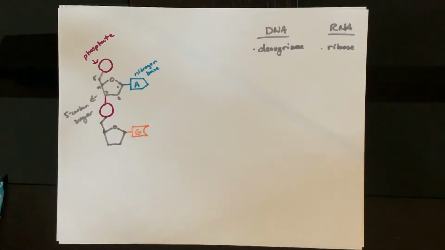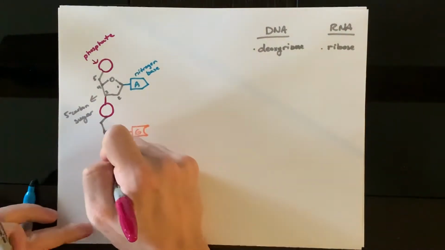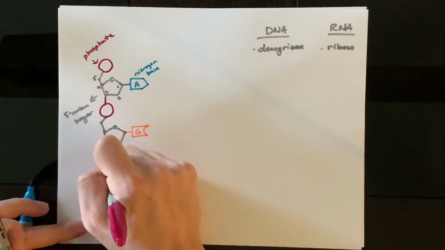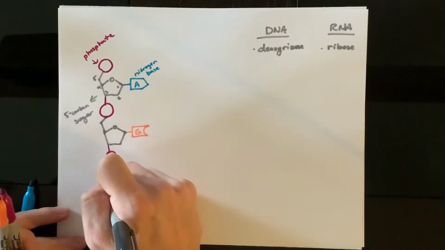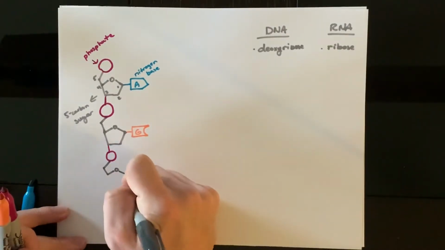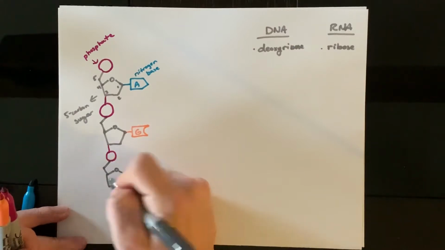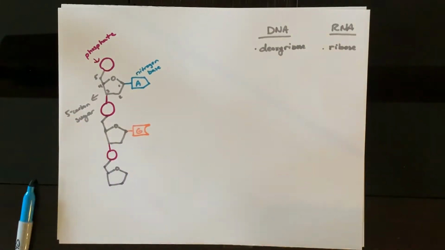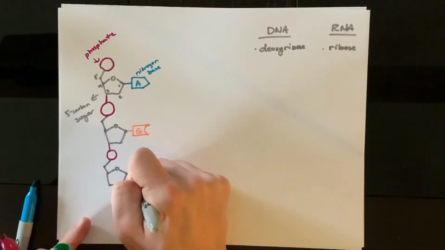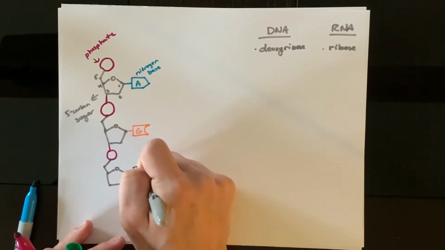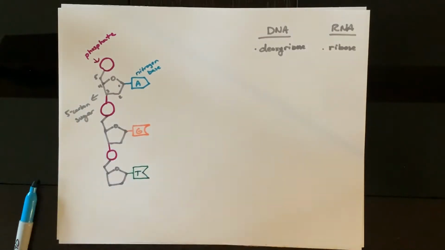Let me make one more, and then we'll be done with this side of our DNA. Another phosphate. I did real well there with keeping it to scale. Sorry, it's a little bit smaller than the other phosphates. It's still a phosphate. All right, and then lastly, let's put our nitrogen base in there. We'll call this one a T.